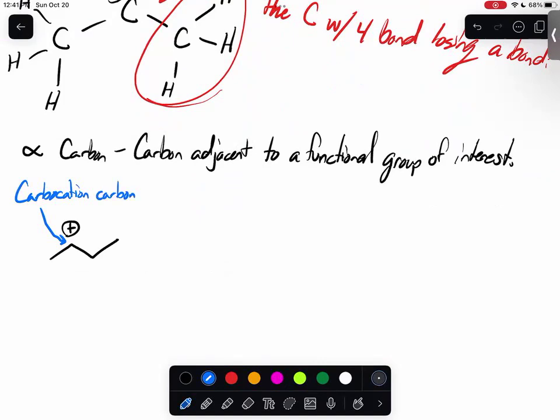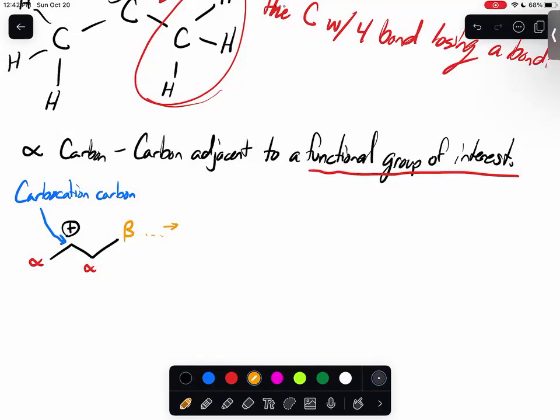If we then move one atom out, we hit these two carbons here. Those are called alpha carbons, right? Because they are adjacent to the carbocation carbon, which is the functional group of interest. If you move out another step, you just continue down the Greek alphabet. So this over here would be a beta carbon. And this would continue so on and so forth for as many atoms as you go out.